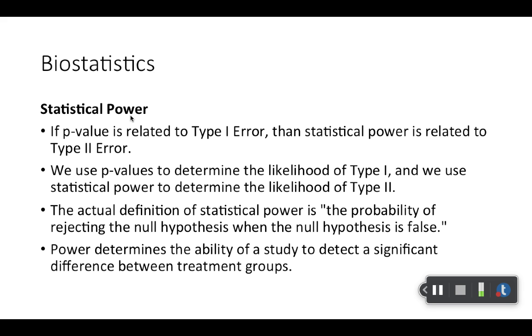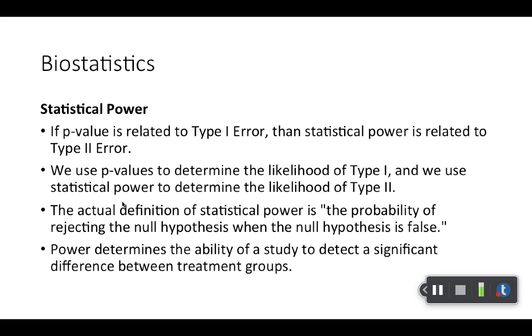Now we're switching gears a little bit. Statistical power. So we talked about p-value being related to type 1. Well, statistical power is related to type 2 error. So we use the p-value to determine the likelihood of type 1, and then you look at the statistical power to determine the likelihood of a type 2 error. Not type 2 diabetes, type 2 error. I almost said type 2 diabetes.